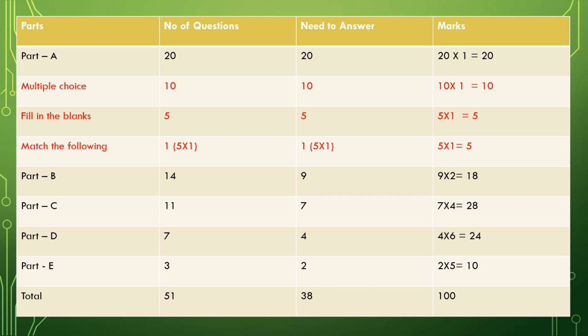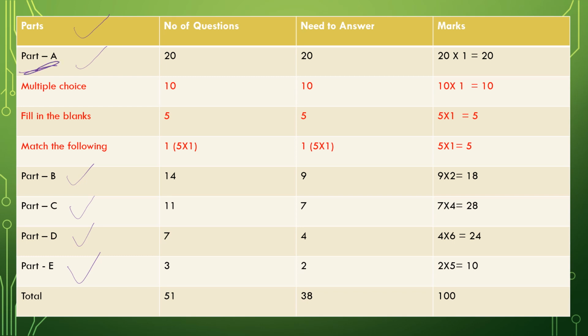Dear students, the PU board has released the changes made in the economics question paper. Now let us discuss the changes that they have introduced with respect to pattern. If we consider the parts, we have 5 parts: part A, B, C, D and E.